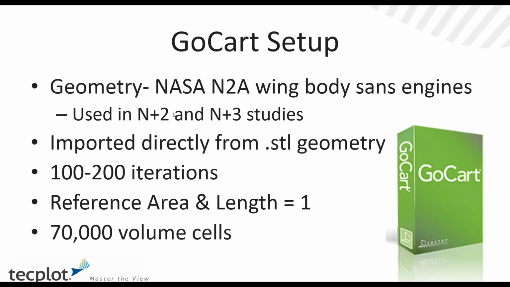Again, big thanks to GoCart. We used the NASA N2A wing body without the engines, which we used in the N+2 and N+3 studies, imported directly using the STL file. We ran nominally 200 iterations with a reference area and length of 1 and 70,000 volume cells. The extracts that we pull out of the solutions are actually a little smaller than that. That was intended to make it easier for people who ultimately are going to download and look at this data to go ahead and do that regardless of the type of machine you have. So these are very small solutions, so they're very performant.